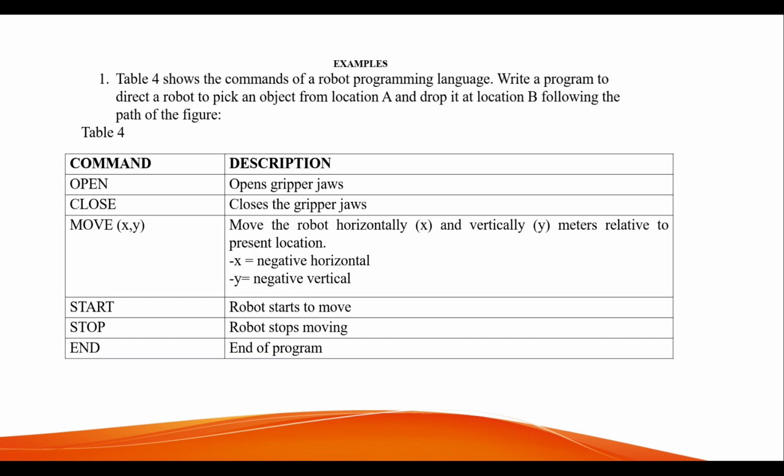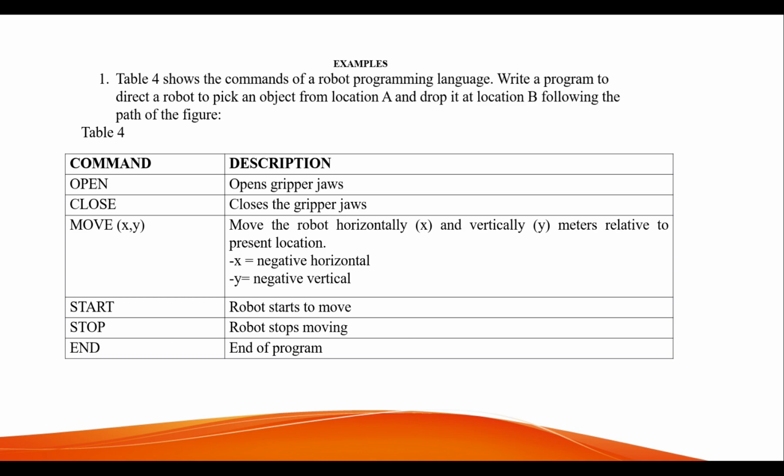If it makes a negative x meters, then it's a negative horizontal movement, because it's moving along the horizontal axis, which is the x-axis. And if it's a negative y, then it's a negative vertical movement, which means it's making a negative movement along the y-axis.